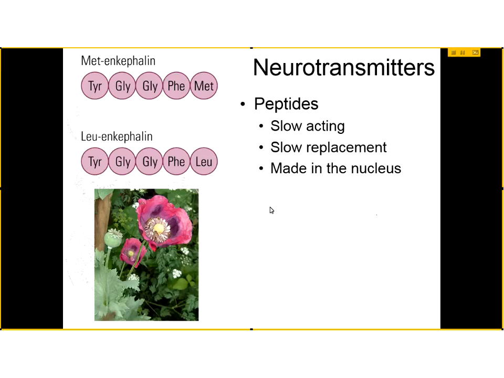A good example of these peptides would be the family of opioids. So we have metenkephalin and leuenkephalin. These are involved with some of those natural pain inhibitors. We talked about the periaqueductal gray matter as being important in reducing pain related to species-typical behaviors. Well, we have these neurotransmitters located there, and their release, while slow to be replaced, is effective in reducing pain associated with those acute situations.